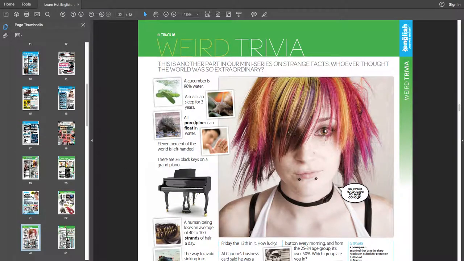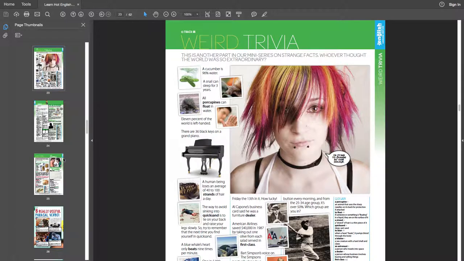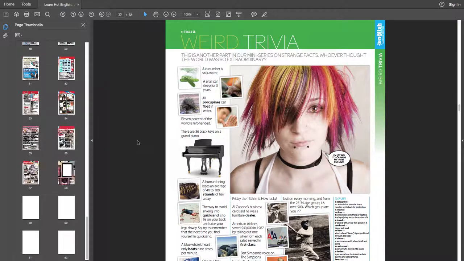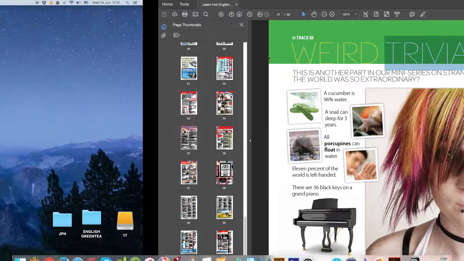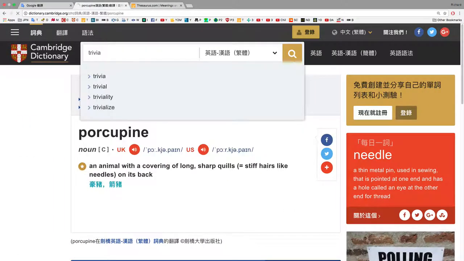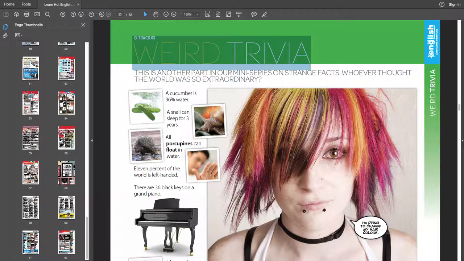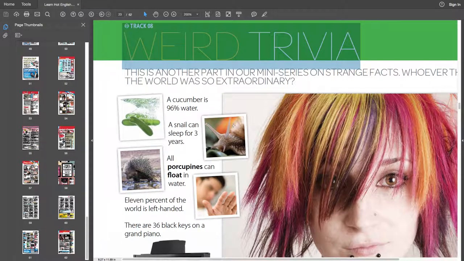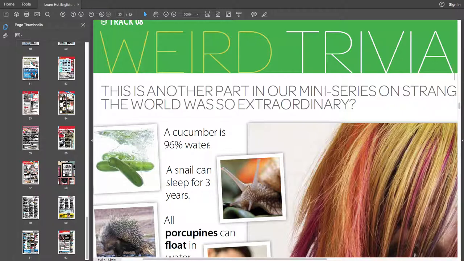OK, 它这边好像有一些小知识有关于我们刚刚读的单字。OK, weird trivia, 这个字呢 weird 就是很奇异的意思。我不是很喜欢这个图片这么大，就将就一下。Weird trivia 就是说一些奇异的小知识，trivia 是知识吗？trivia 应该是琐事，OK，就是算是有点奇异的小知识吧。那他就介绍，这边就没有考试，他只是介绍一些小知识，那我来念一下。A cucumber is 96% water.